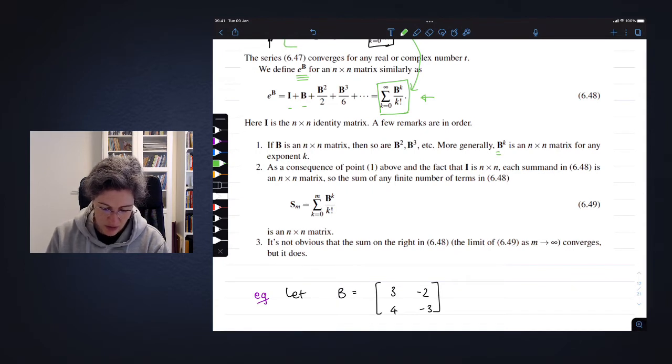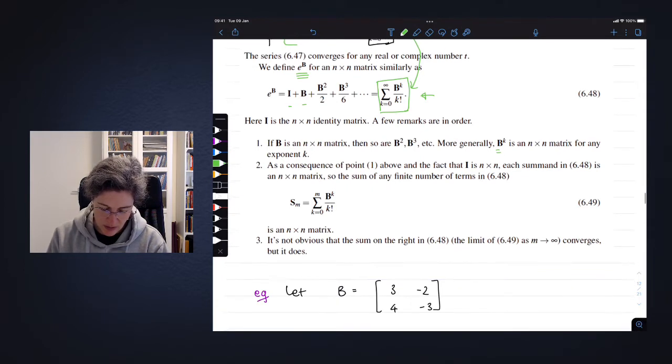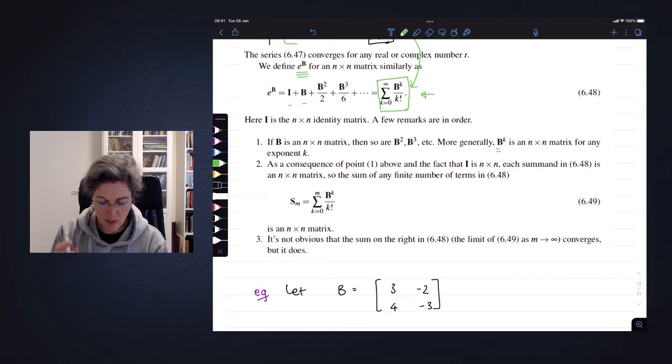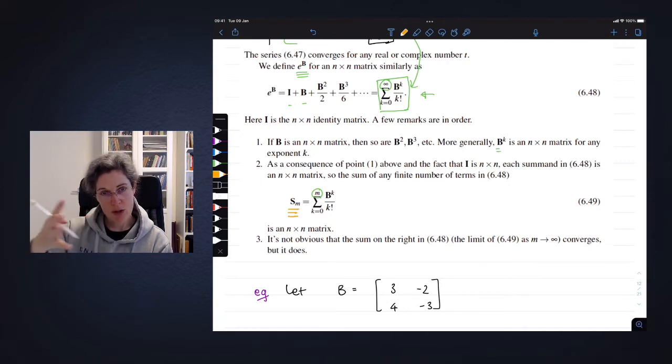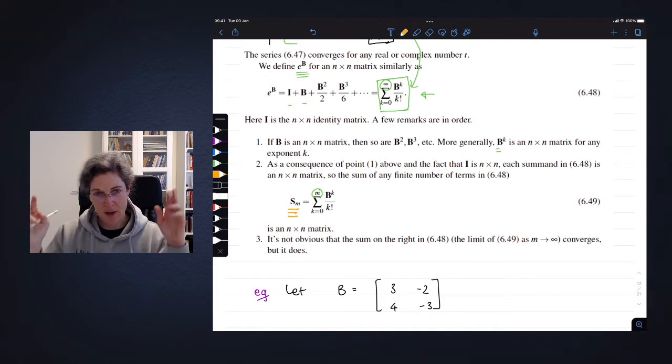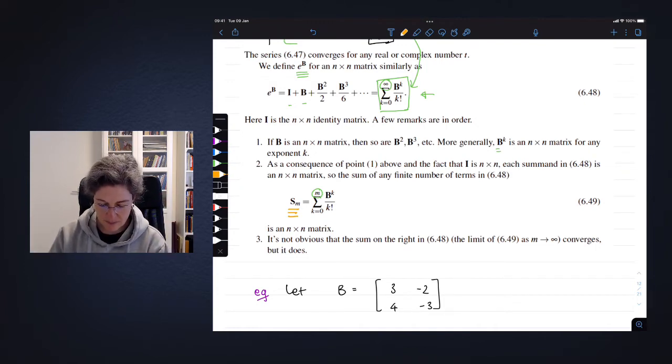And if we think about not taking the... so this goes up to infinity. If we just take up to some m, then if we take the first m terms, we're always going to end up with an n by n matrix again. So it's going to be useful to have defined Sm, which is the sum of the first m terms in our kind of matrix Taylor series.